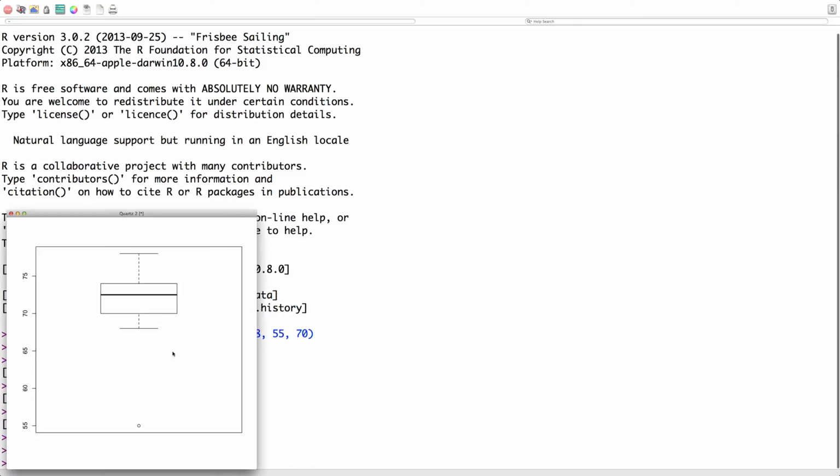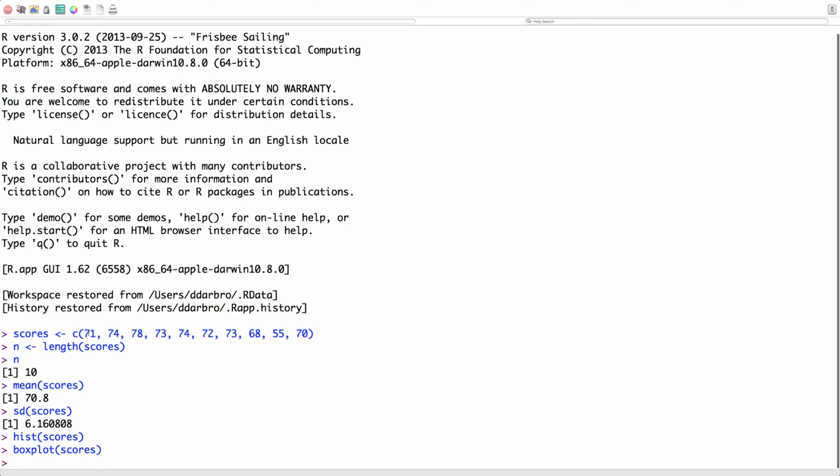And I'd like to look at a box plot to see if there are any unusually high or unusually low scores. And it turns out that this score down here, it looks like it's lining up to 55, is an outlier in relationship to the other scores in the data set. Now, again, I've got a small data set here, so I can just take a look at the scores and see that it has to be 55.